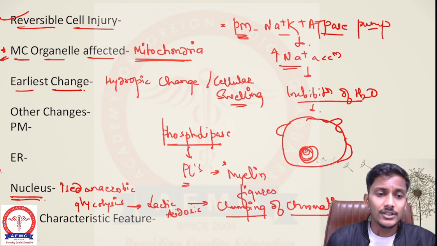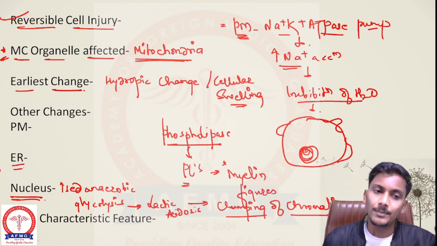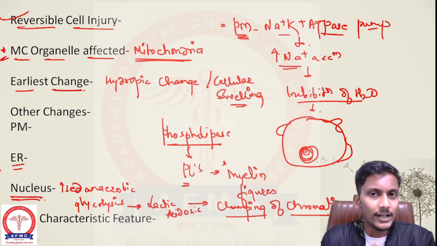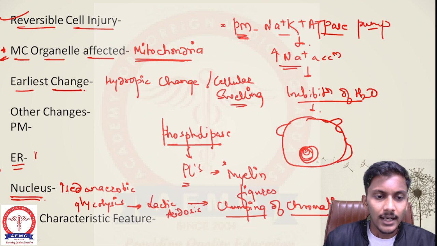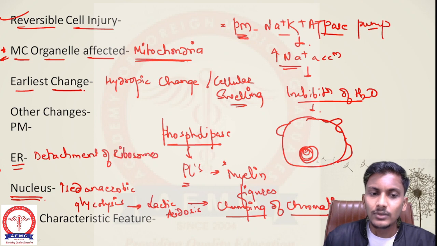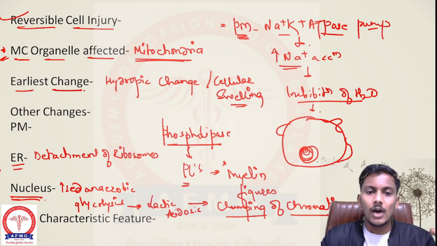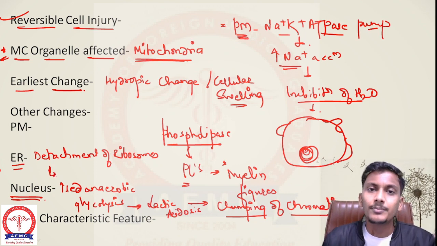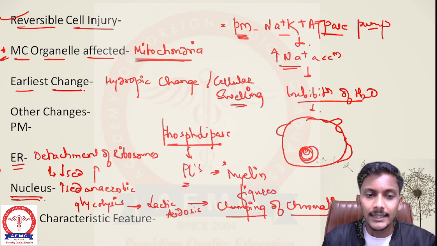Now the last organelle which is left is our endoplasmic reticulum. And what is the change seen in endoplasmic reticulum? As we all know, water is imbibed into the cell. There is cellular swelling, so there would also be swelling of your endoplasmic reticulum, and this leads to the detachment of the ribosomes. As we all know, rough endoplasmic reticulum has ribosomes attached all over it. So as soon as the endoplasmic reticulum swells, there would be detachment of these ribosomes, and what is the function of ribosomes? They cause protein synthesis. As soon as there is detachment of ribosomes, there would be decreased protein synthesis.